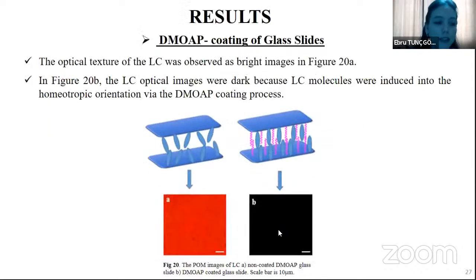Optical textures of LCs on the DMAP coated and uncoated glass slides were both examined to see the effect of the DMAP coating. The optical texture of the LC was observed as a bright image in figure A. In figure B, the optical images were dark because the LC molecules were induced to the homeotropic orientation via the DMAP coating process.